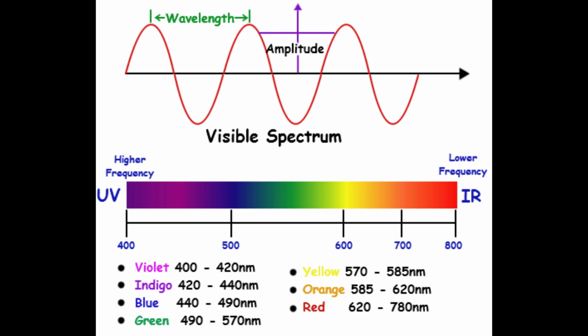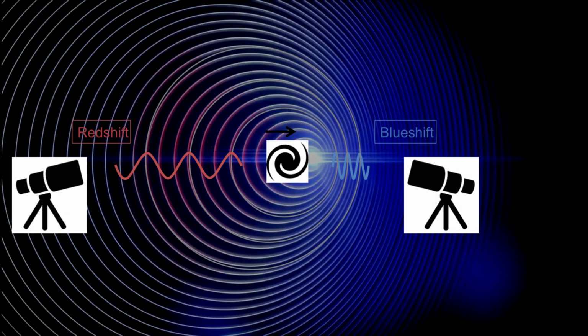As I said, light is also a wave, and the color of light depends on its frequency. At a lower frequency, we see red light, and at a higher frequency, we see blue light. When the light source approaches you, the frequency increases and produces something called a blue shift. If the light source moves away from you, the frequency decreases and produces a red shift.